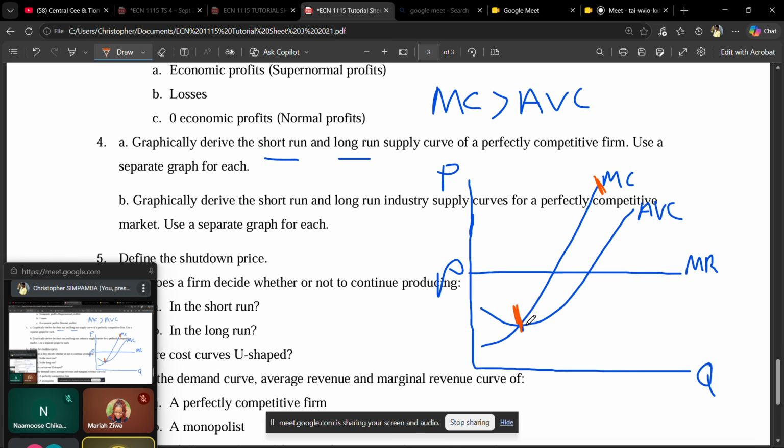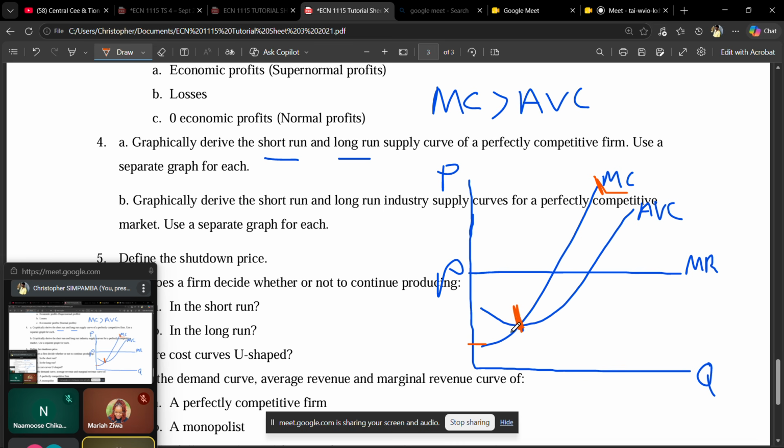From here you can define what we call the shutdown point. The shutdown point is the minimum of the AVC, because supply starts at this point. You can supply starting from here going up, but you cannot supply below this shutdown price or point. The shutdown price will basically be below the shutdown point. That's the difference. They may not confuse you much, but let us go back to the question. The supply curve will be the MC above the AVC, starting from there going up.